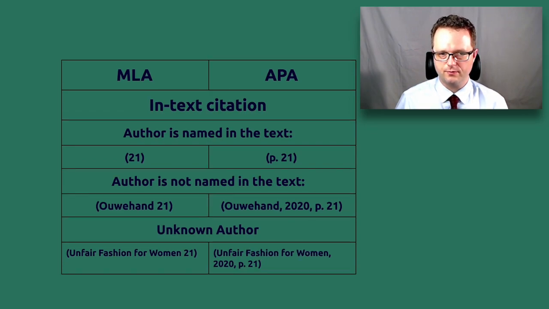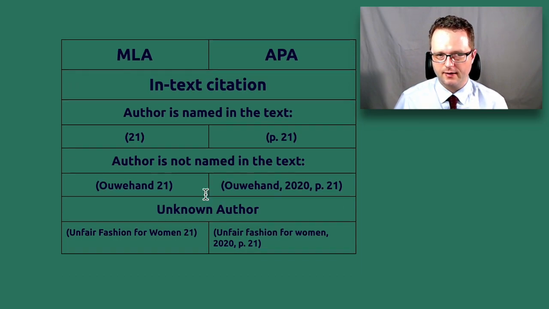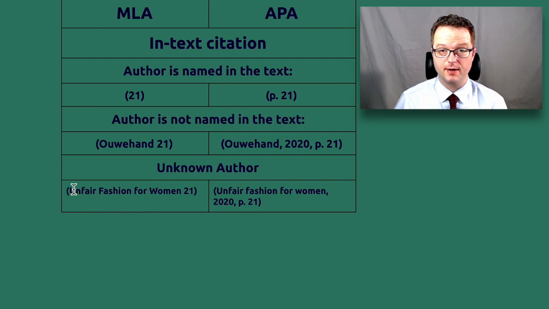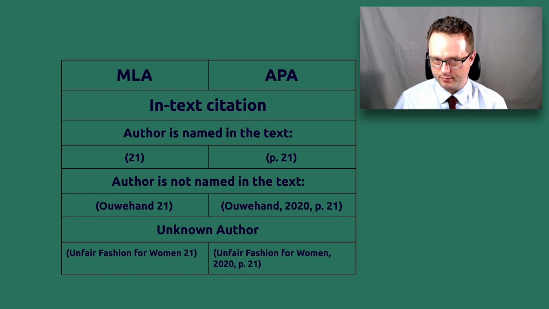If the author is unknown, if there isn't an author in the book, or you don't know who it is, or some publications, sometimes something is published by Greenpeace or the government of Korea. Sometimes the author is unknown. Then you would use the title of the article or the title of the book. So this book title is Unfair Fashion for Women. And in MLA style, it's just Unfair Fashion for Women and the page number. And in APA style, it's Unfair Fashion for Women, comma, the year it's published, comma, P21. Okay. And pay attention to those little details, like there's a period after the P, there's a space between the P period and the number. Okay, those little things, those little details are important, and you should try to have it exactly the same.